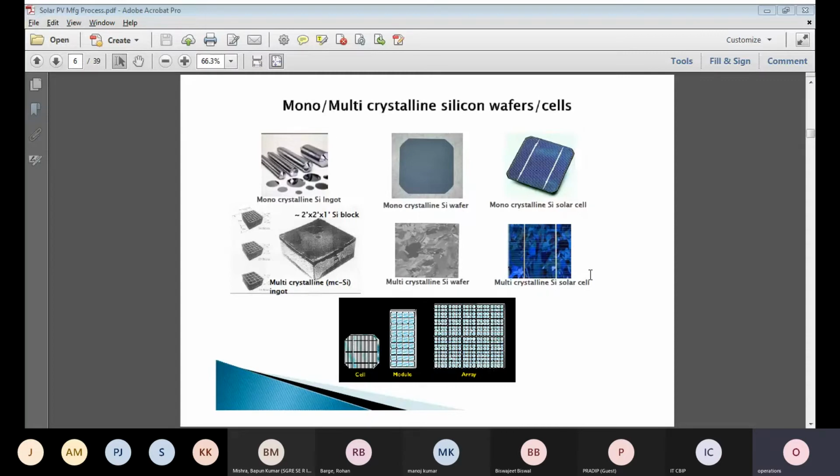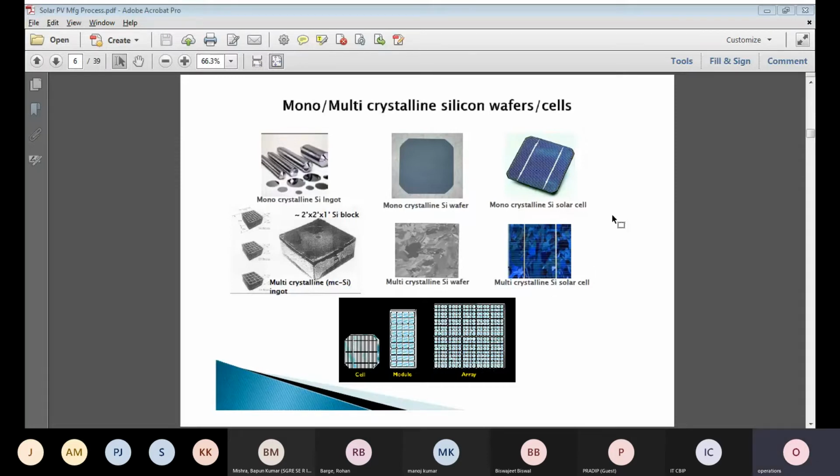If the area increases, then the current will increase, so the power will increase. Accordingly, the cell manufacturers developed bigger sizes of cells. From 100 mm by 100 mm, it increased to 125 by 125 mm, 5 inch. Later on 6 inch. Nowadays, it is 166 mm, 182 mm, and 210 mm. These are the sizes of the square cells.